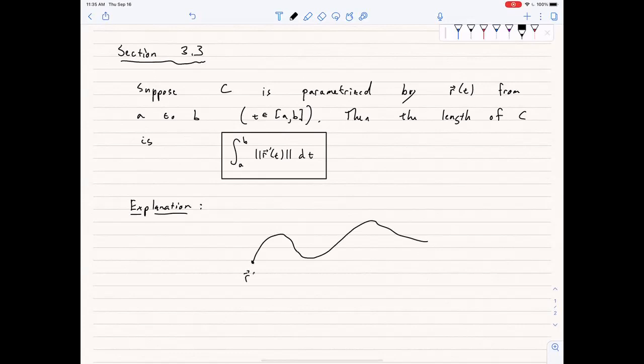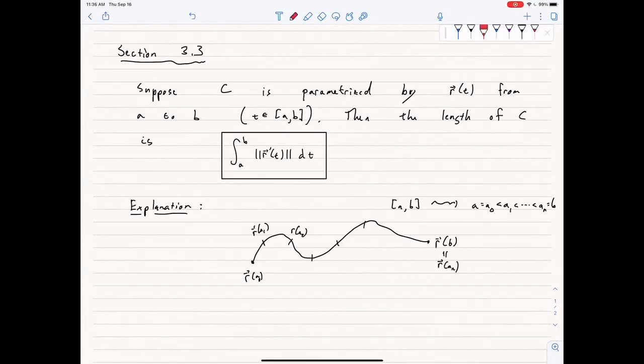So this will be R of A, your initial point. You'll get to this point R of B. And the idea is, okay, well, you can partition up your curve by partitioning up AB. So you have this interval AB, and you can partition it to A equaling A naught, less than A1, and so on, all the way up to A sub n equaling B. And then this will be R of A naught, this is R of A1, R of A2, until you get R of AN.